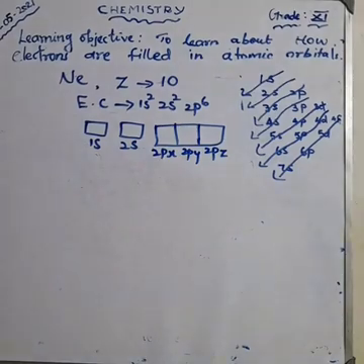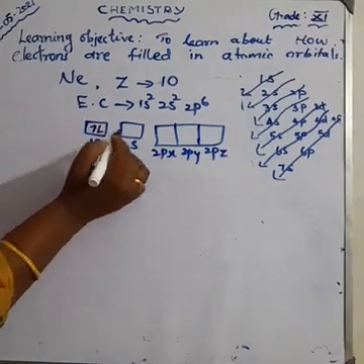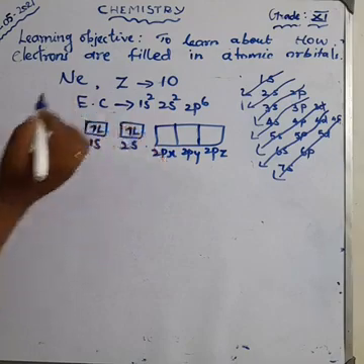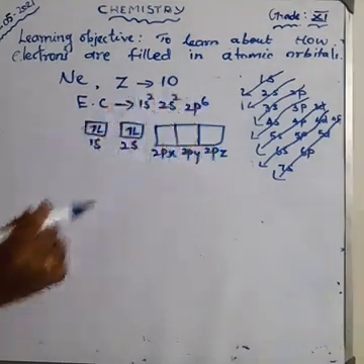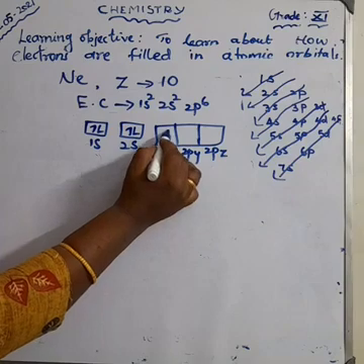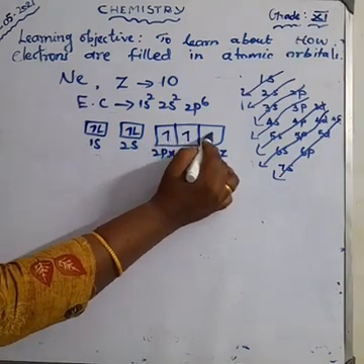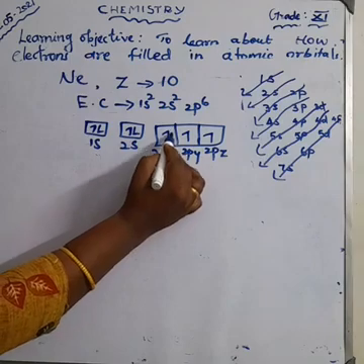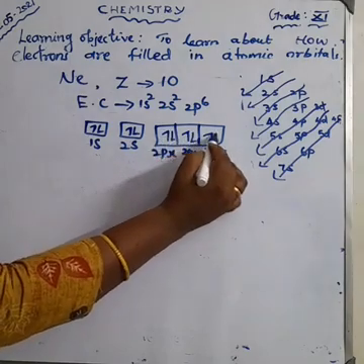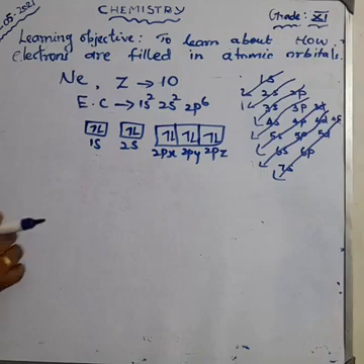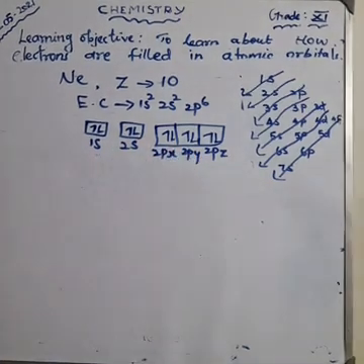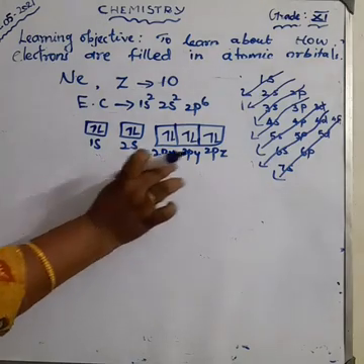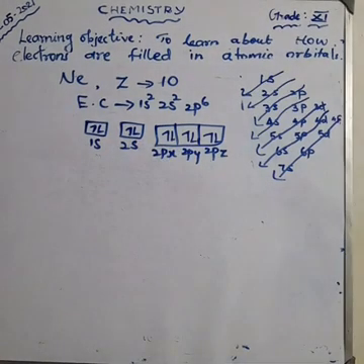In the 1s orbital we can fill 2 electrons, in the 2s orbital we can fill 2 electrons, and in the p orbital there are totally 6 electrons. How will you fill? First of all we fill singly and the remaining 3 electrons we pair up. Okay, you should understand this is completely filled. Atomic orbitals are there in neon. Neon is one of the noble gases, you know. Helium is also one of the noble gases. So a noble gas has a completely filled electronic configuration.